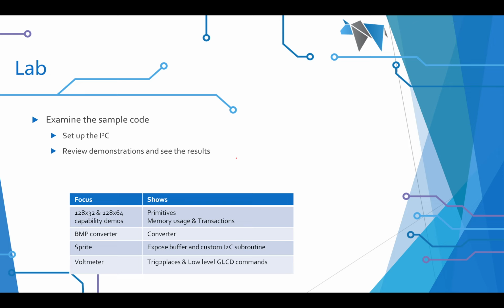So we've set up the I2C, and we're going to review a whole load of demonstrations. We've got some primitives, we've got memory usage and what's called transactions. We're going to do some conversions, some sprites, and then we're going to look at a voltmeter. And let's be quite frank, this is all about what I've just spoken about: people writing their own capabilities based upon the primitives, a converter to do a BMP conversion. You've got sprites and customized subroutines and trigonometry, which is obviously a library, and the low-level commands. We're going to look at all of that.